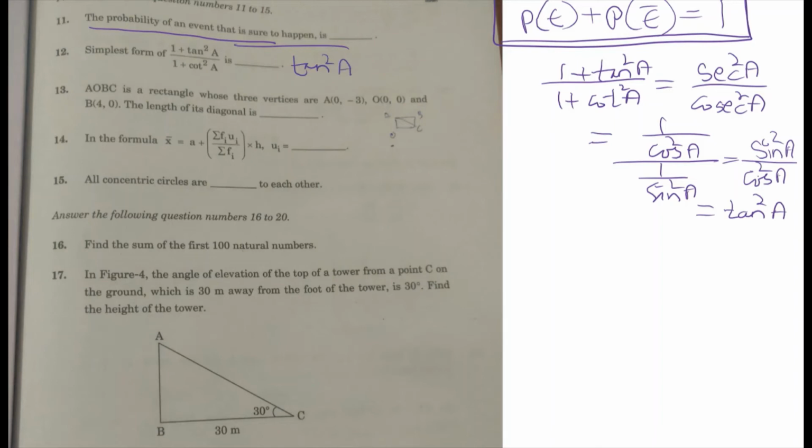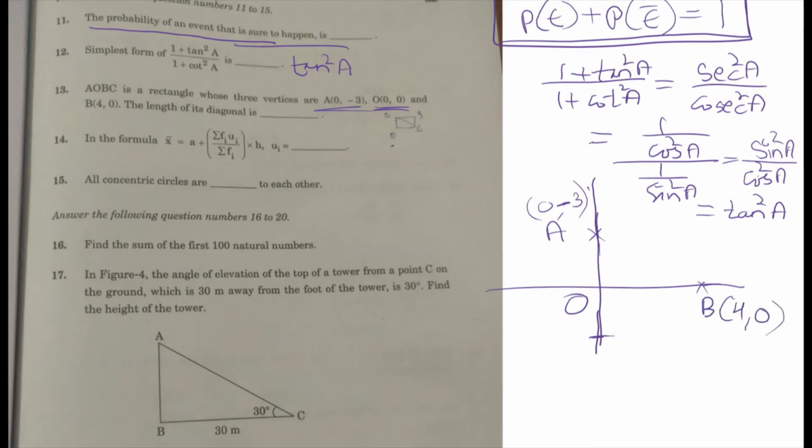Next is the 13th one. AOBC is a rectangle whose three vertices are given as A, B and C. The length of its diagonal is. Here O is the origin and A is lying on the y-axis. So A is 0, -3. It should be downwards actually, but we can just write it like this. And B is 4, 0. So B is here, which is 4, 0. The diagonal will be AB. So C is somewhere here. AB is the diagonal.